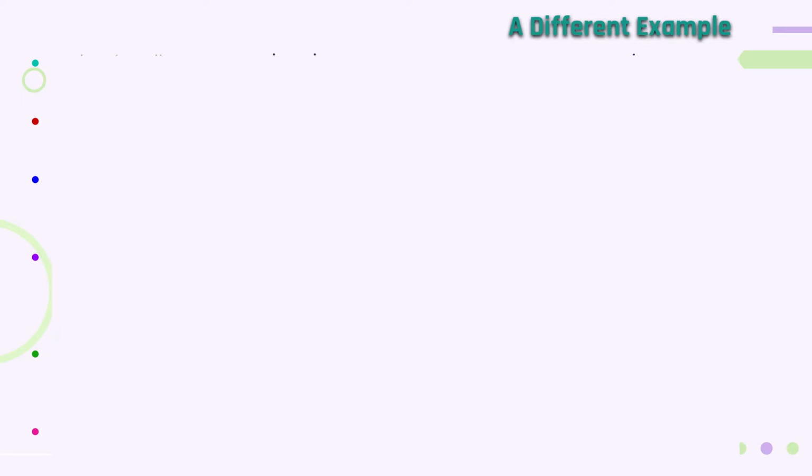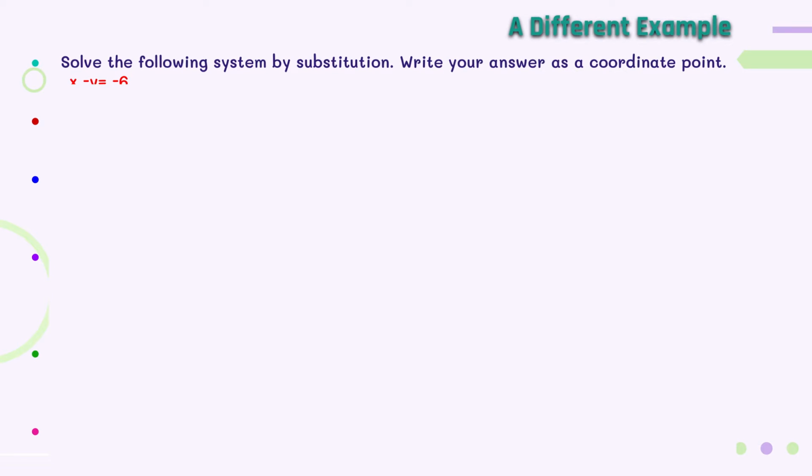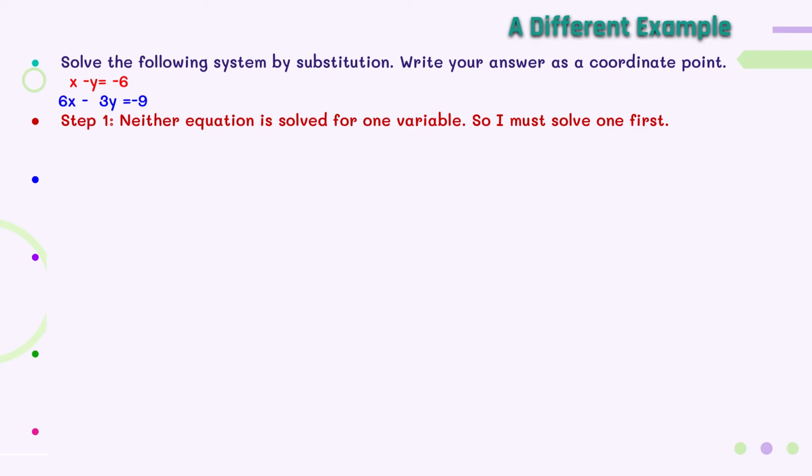Here's a different example. Solve the following system by substitution. Write your answer as a coordinate point. So here I have x minus y is equal to negative 6, and 6x minus 3y is equal to negative 9. So in this one, neither equation is solved for one variable, so I have to solve one first. So I chose to solve this equation first. So when I did that, I got x is equal to y minus 6.